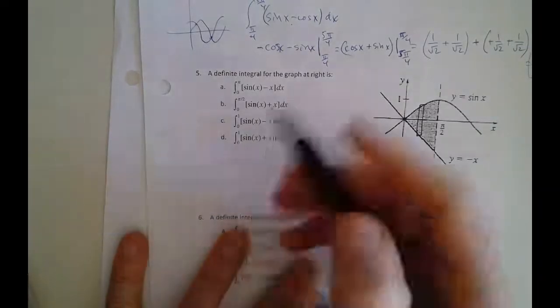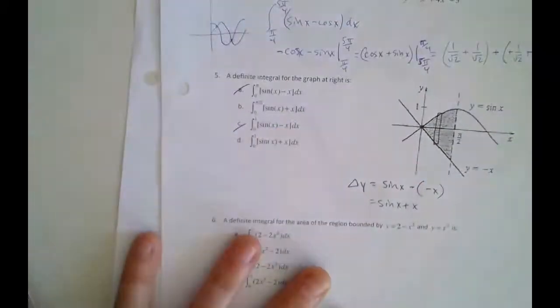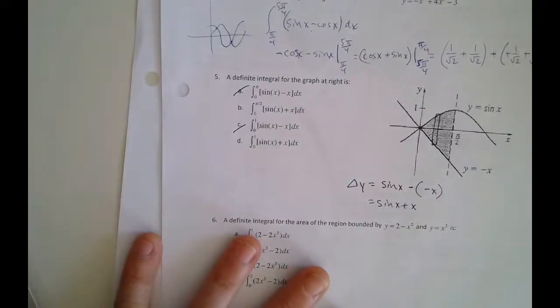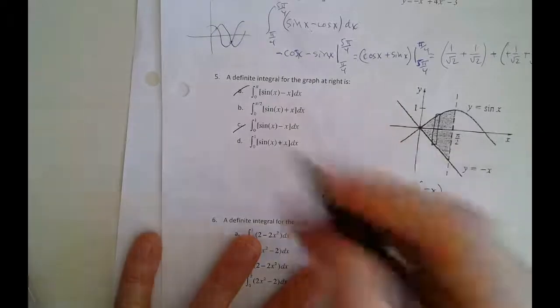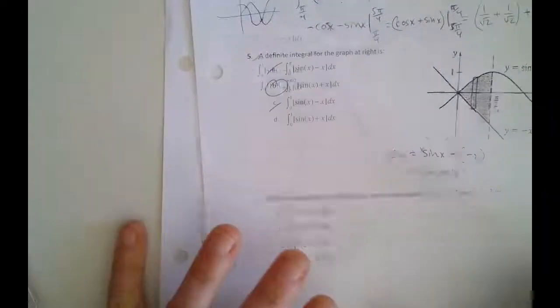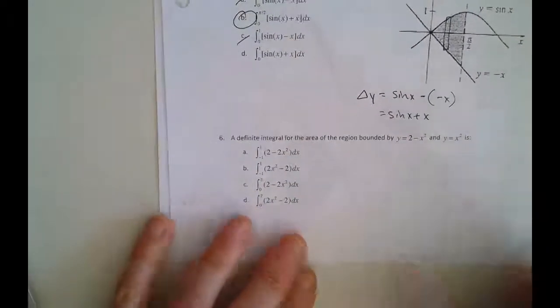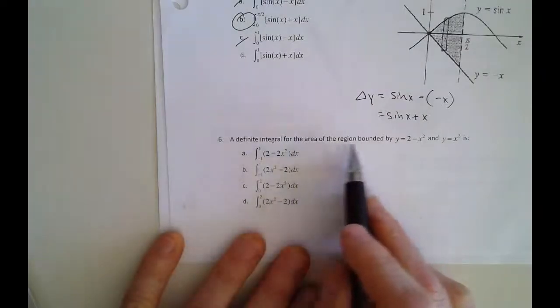Okay, so that gets rid of a and c. Right, so we just have b and d. We just have to figure out what the bounds are. Well, if we're looking at it, the x goes from 0 to pi, so that's why it's b there. Okay. For the next one, a definite integral for the area.